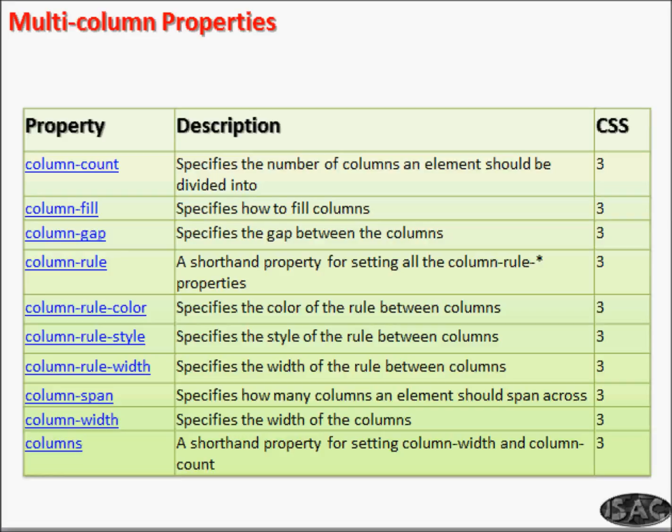So there are some concepts like column count, column fill, column gap, column rule. So column rule color specifies the color of the rule between columns, and column rule style styles the rule between the columns. We can also specify the width and column span. We'll discuss a few of them here.